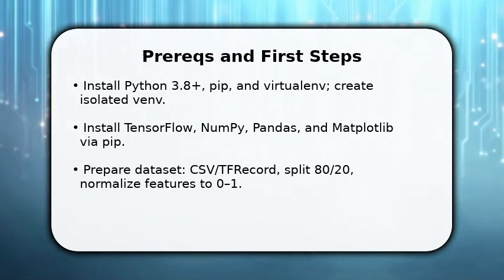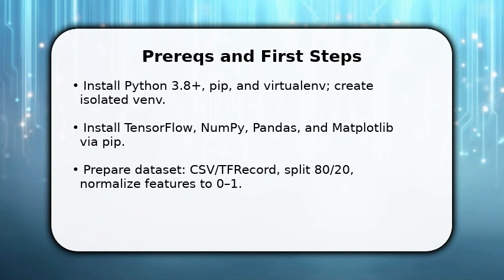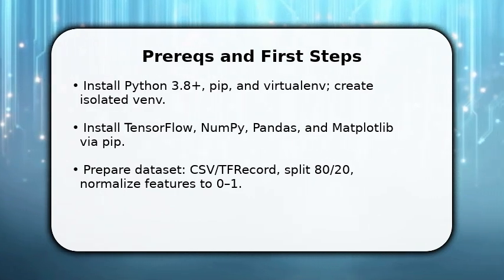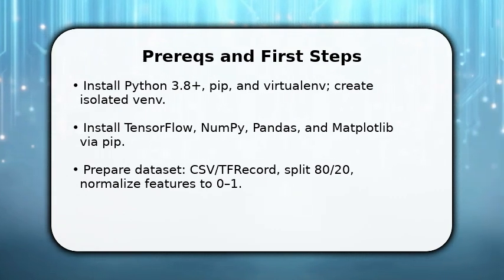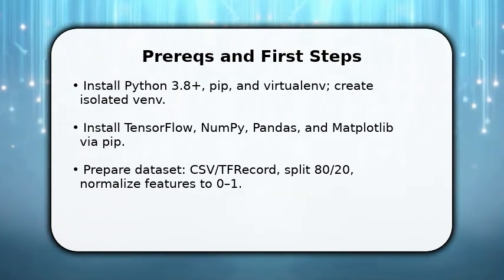Next, define input pipelines with tf.data for batching and shuffling. Make sure to inspect shapes and dtypes. Mismatched tensors cause subtle bugs, so log a few batches before moving on.